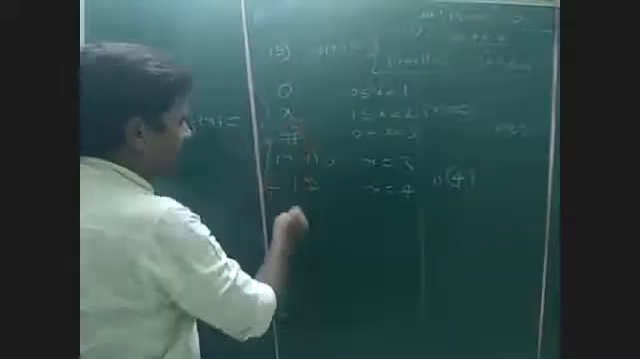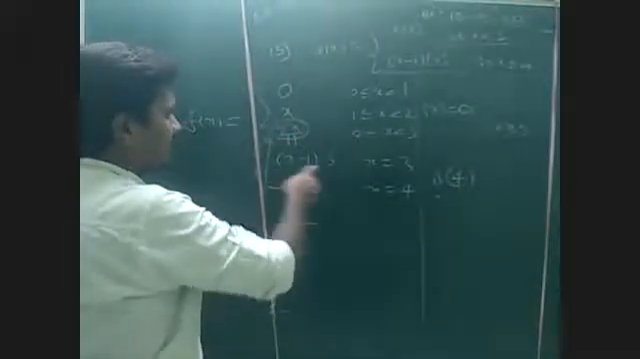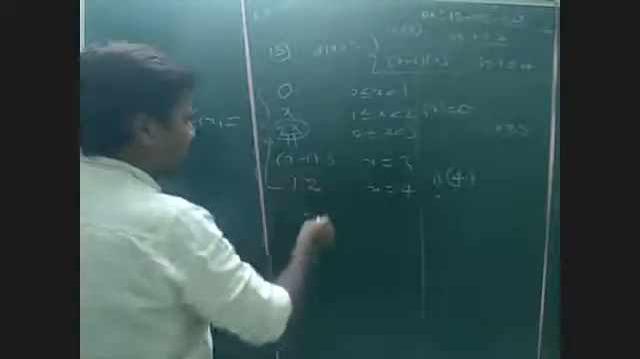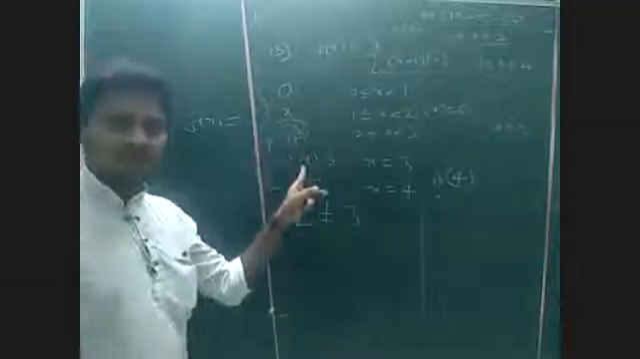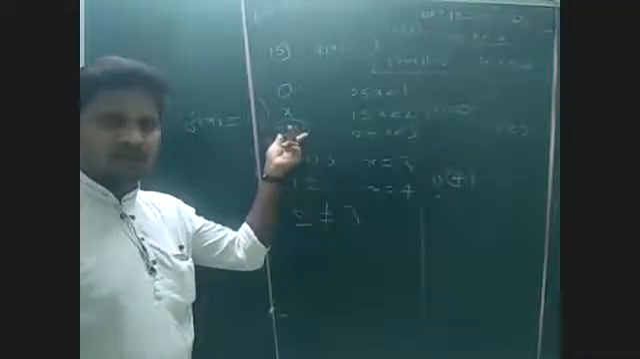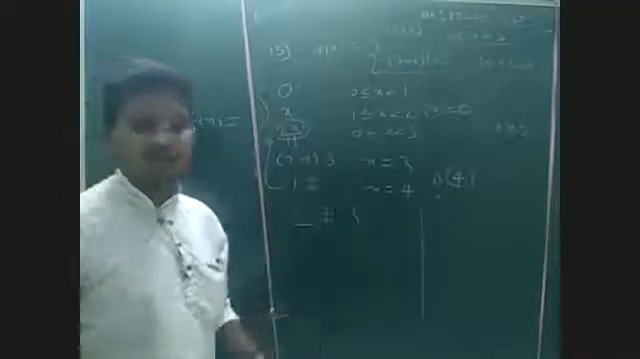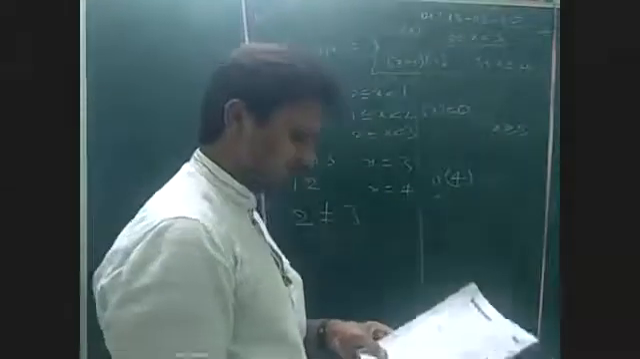But not differentiable, because the derivative of 2x is 2, but the derivative of x minus 1 into 3 is 3. 2 is not equal to 3. So the left hand derivative is not equal to the right hand derivative. Okay, 2 not equal to 3, not differentiable. Continuous at 3, but not differentiable. Like that you can try all the questions.